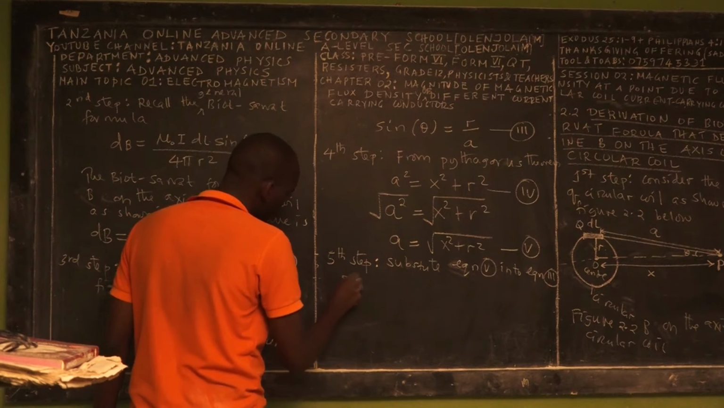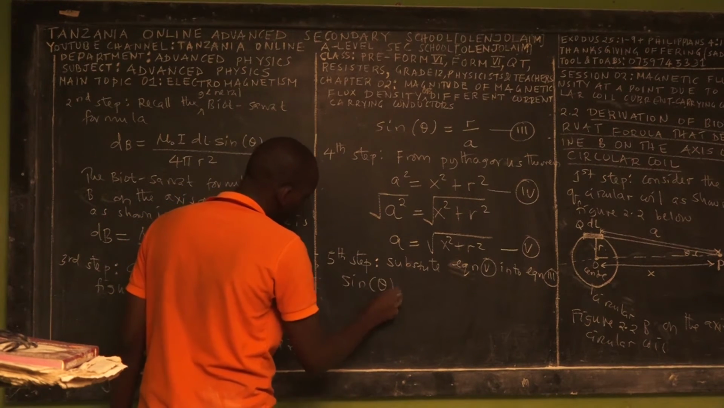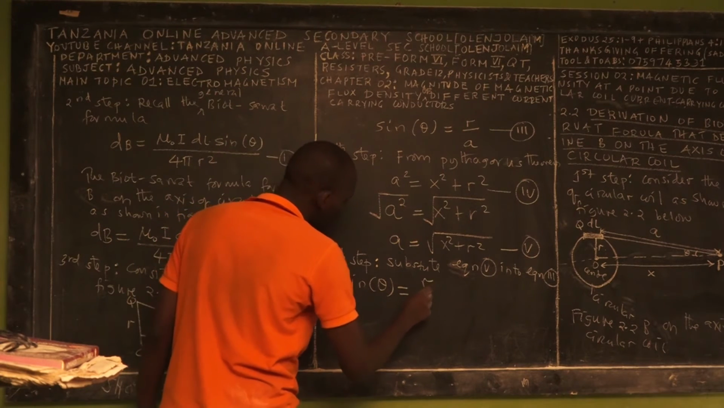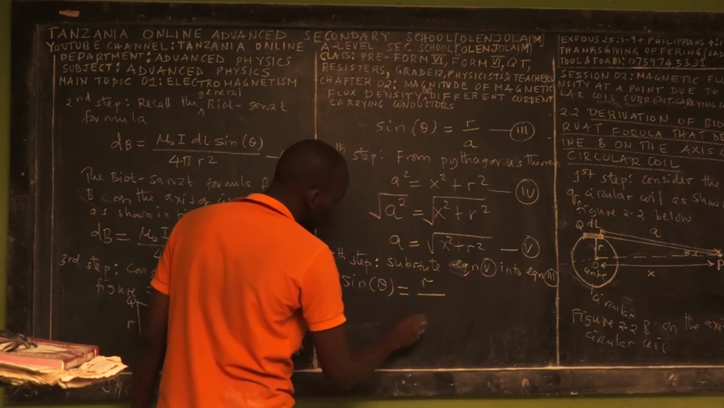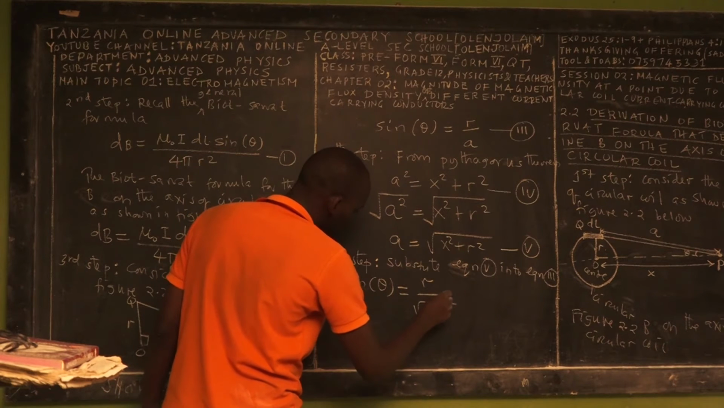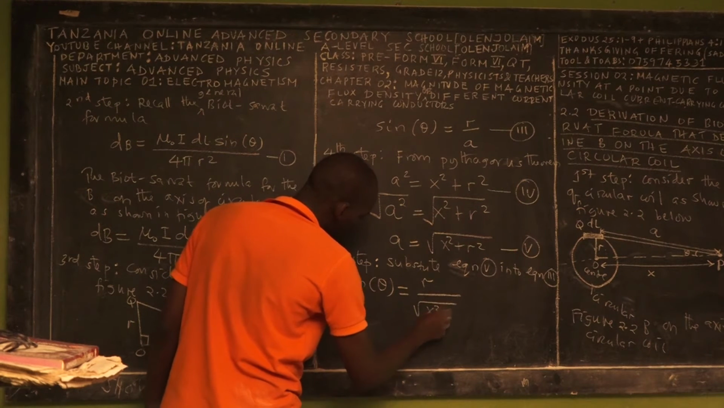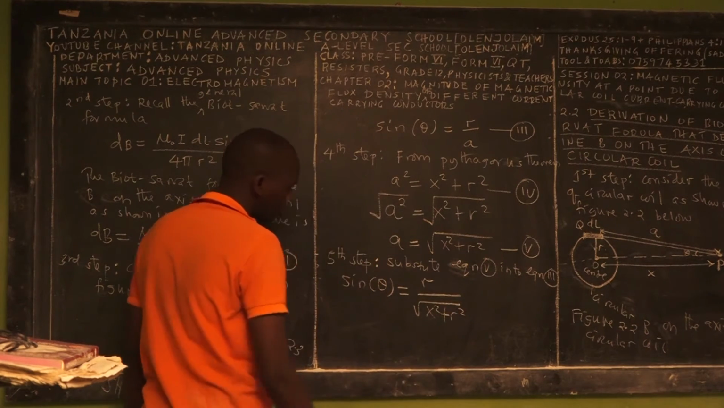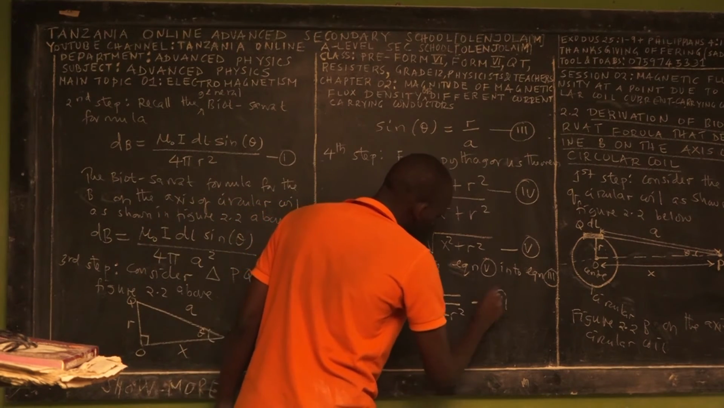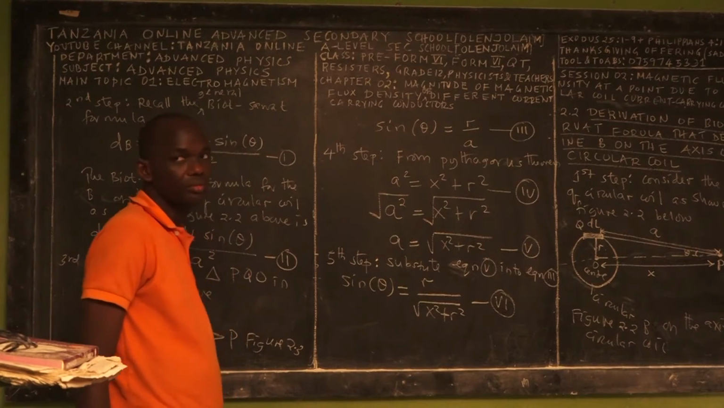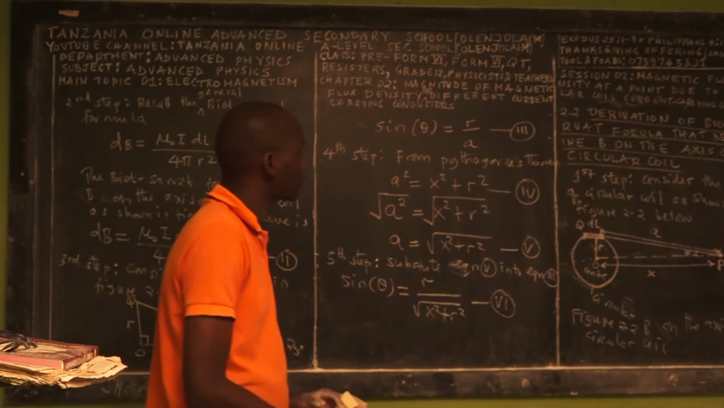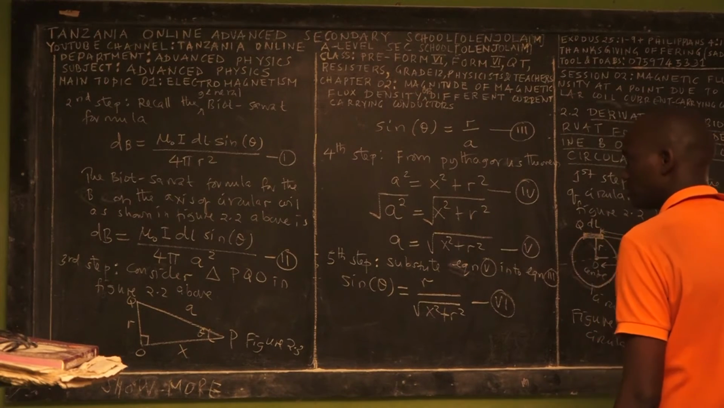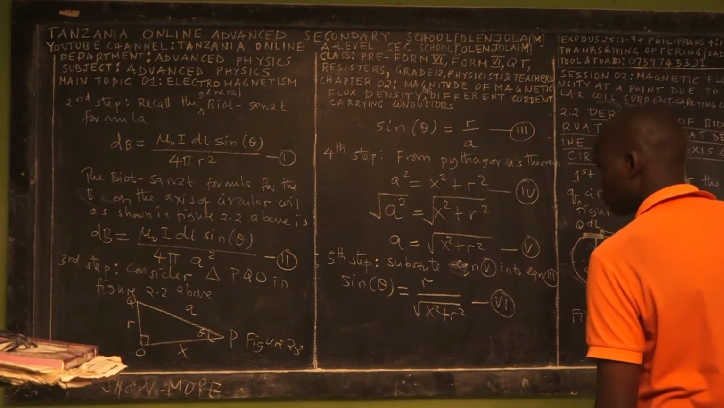So we have sine of angle theta is equal to R over A, which is the square root of x square plus r square. So this will make your equation 6. Okay? Question. So you have equation 6, and now we can continue.